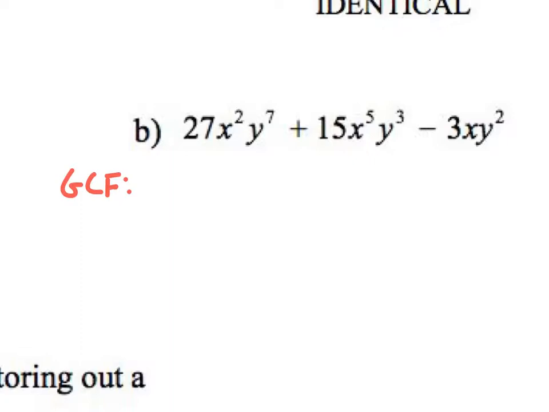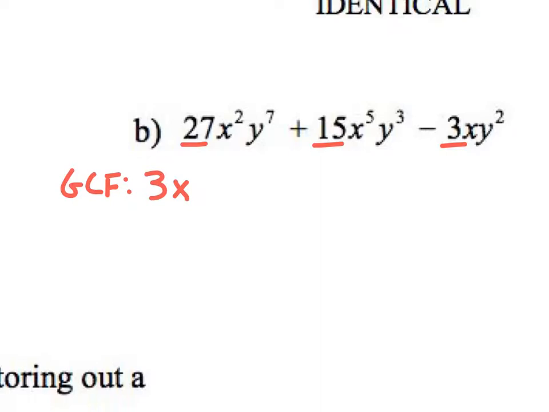What I have here is I have to look at all the numbers first, 27, 15, and 3. 3 goes into all of those. 15 doesn't go into 3, so my greatest common factor is going to start with the 3. And then I look for my x variable, and I want to look for the one with the smallest exponent, and that's this one here with an exponent of 1. So x, just a single x.